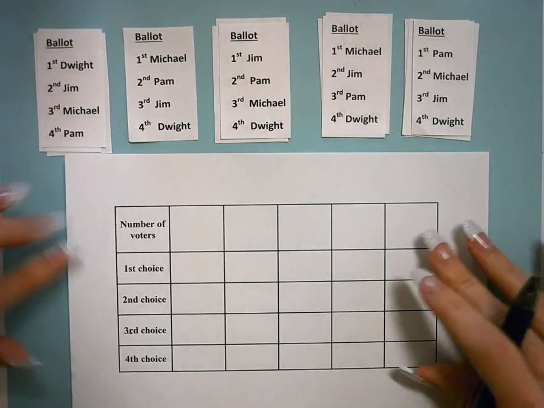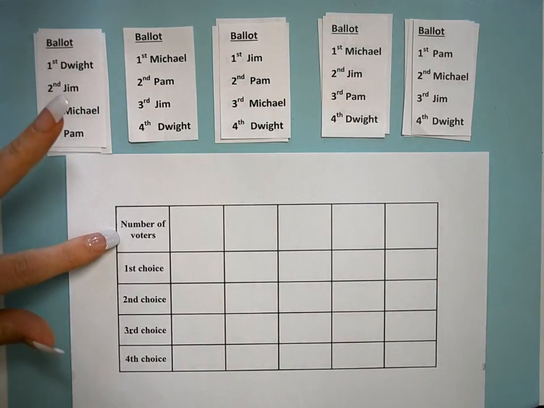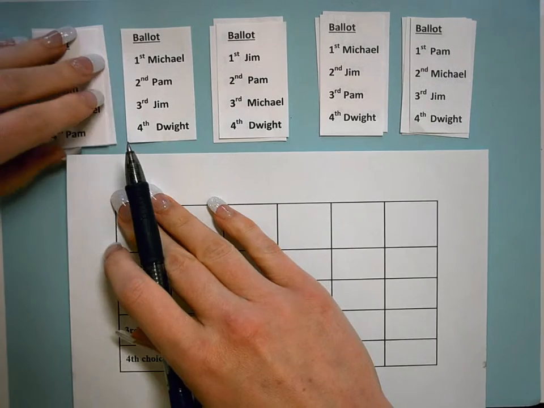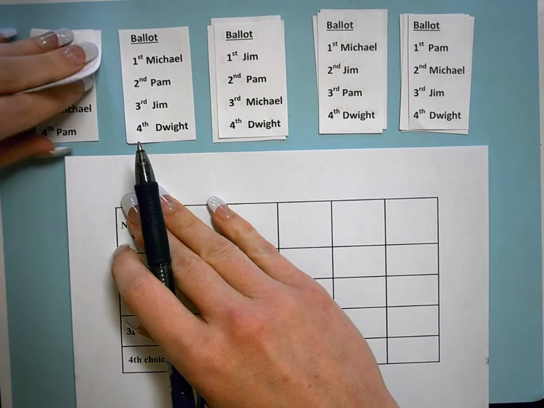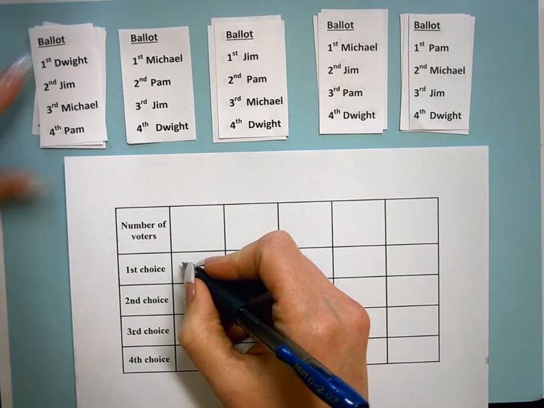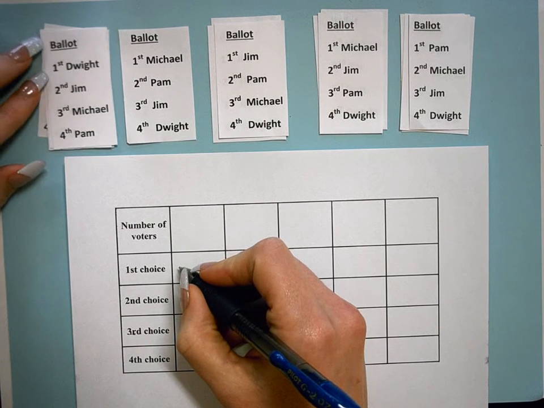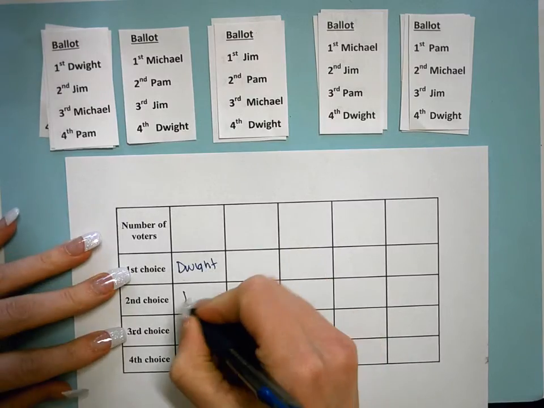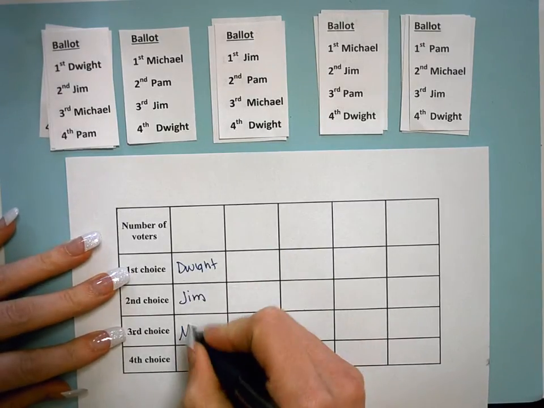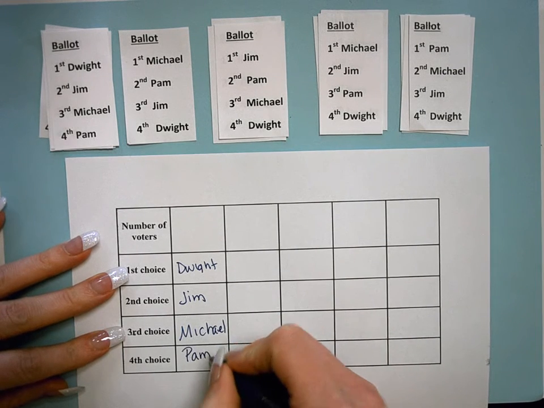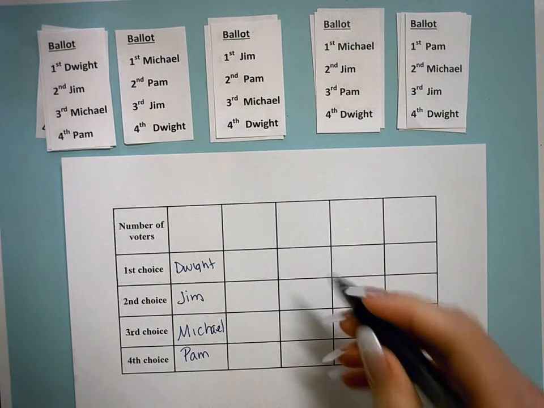So with a preference schedule, you have here the number of voters, and the top line talks about first choice, second choice, third choice, fourth choice. So I'm going to take my first group, the voters who voted Dwight first, then Jim, Michael third, and Pam fourth. And that first group, in essence, becomes my first column.